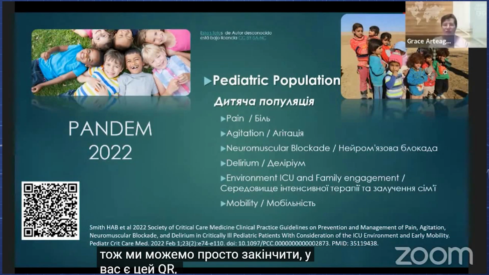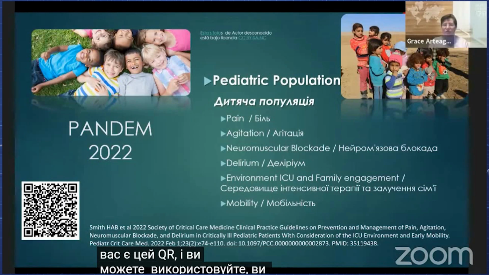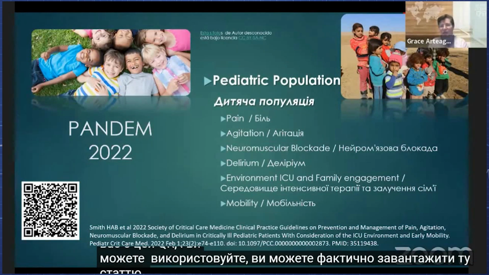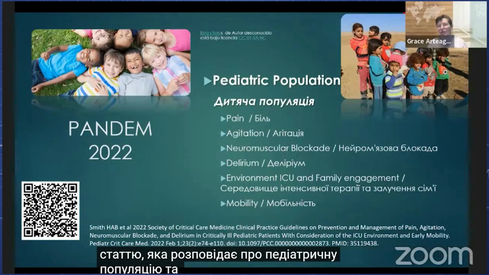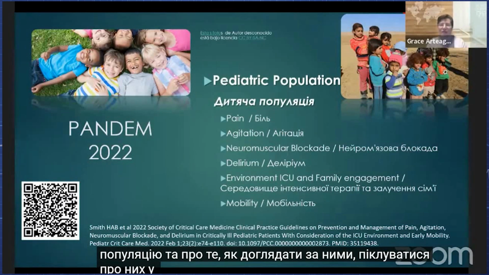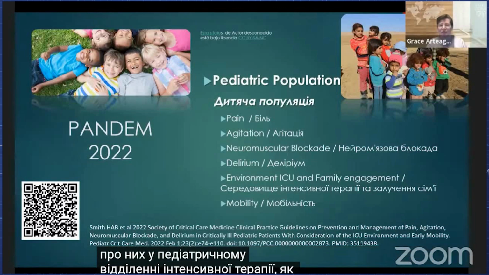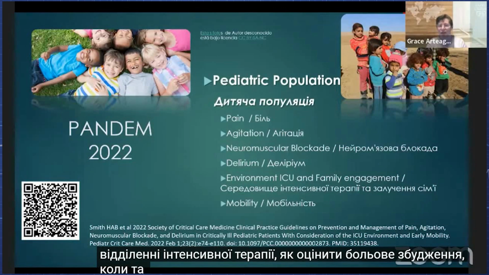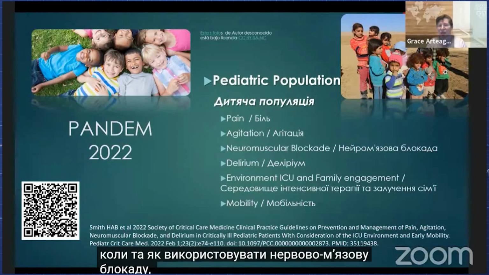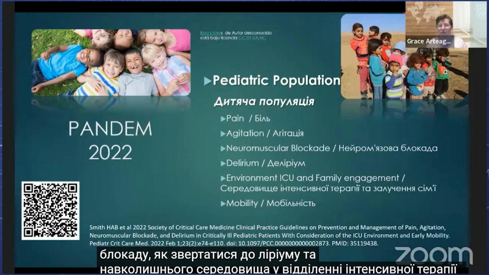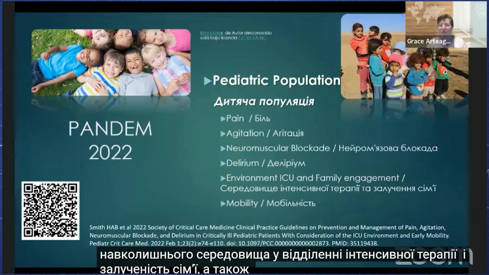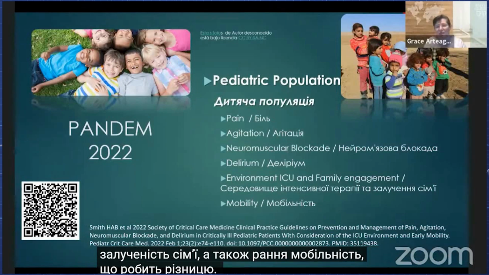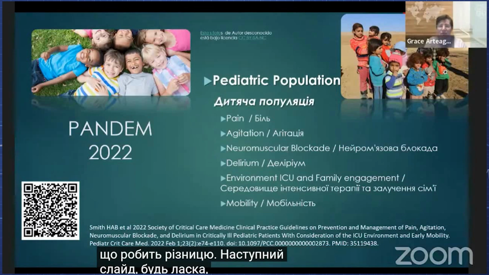Well, you have the QR in here, and you can actually download the paper that talks about the pediatric population and how to take care of them in a pediatric intensive care unit, how to assess pain, agitation, when and how to use neuromuscular blockade, how to address delirium and the environmental ICU and family engagement, as well as early mobility, which is what makes the difference. Next slide, please.